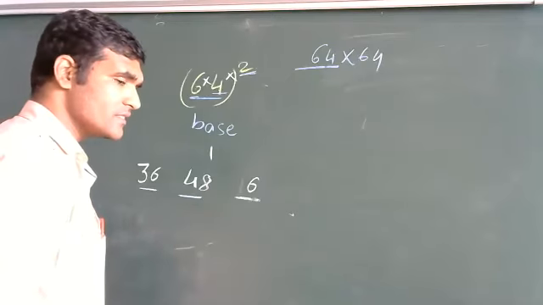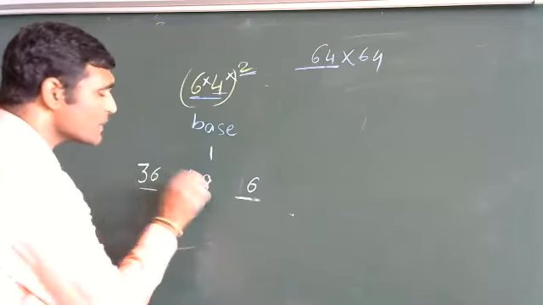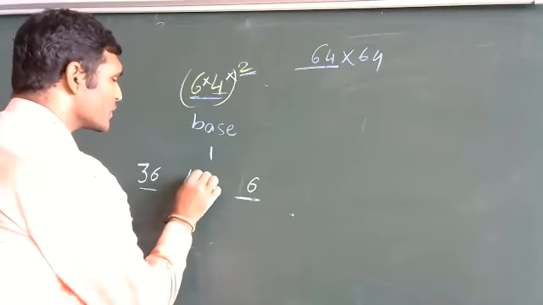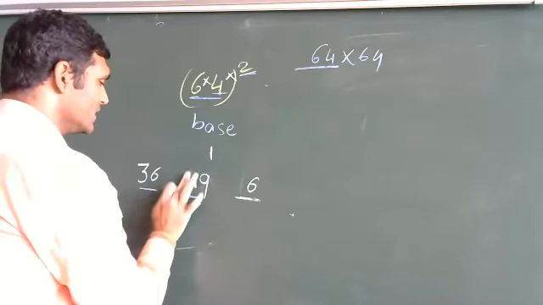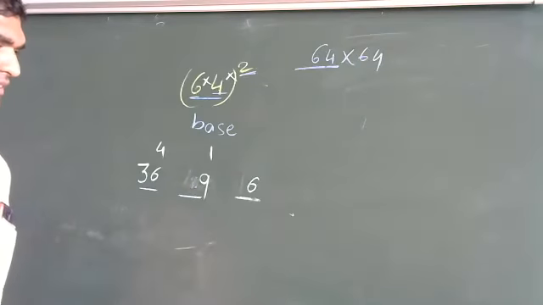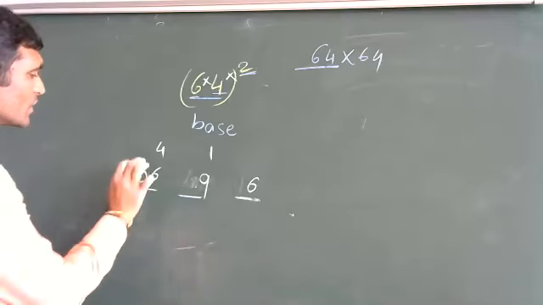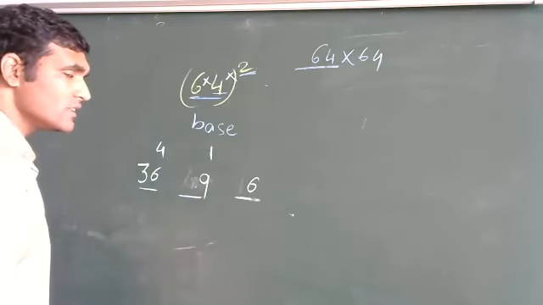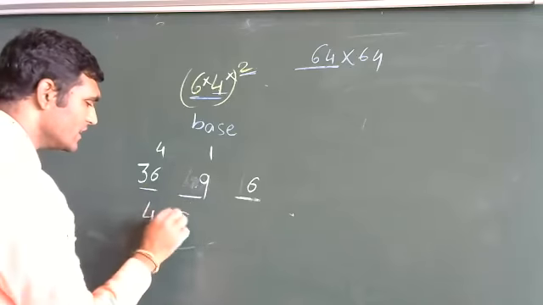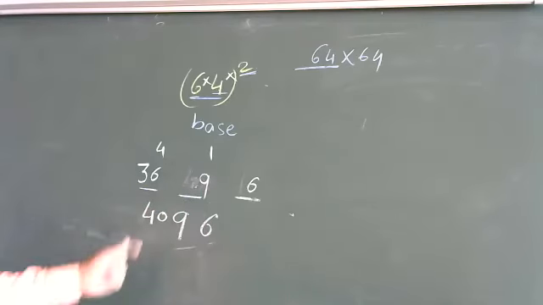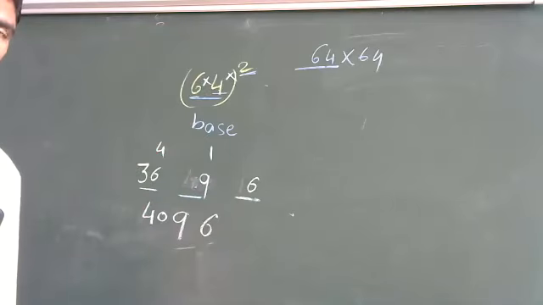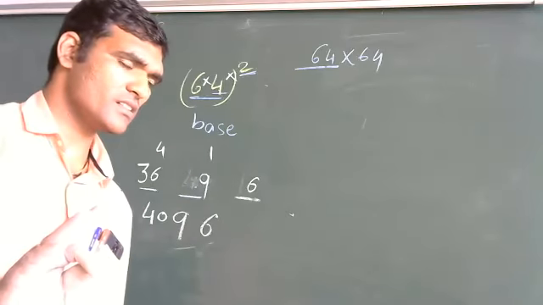Getting, children? Yes. Now 48 plus 1, 49. The 9 we are writing here. This 4 again we are carrying here. Understood? Now 36 plus 4, 40. Yes. So 4096 is the square of 64. Do you understand? Yes.